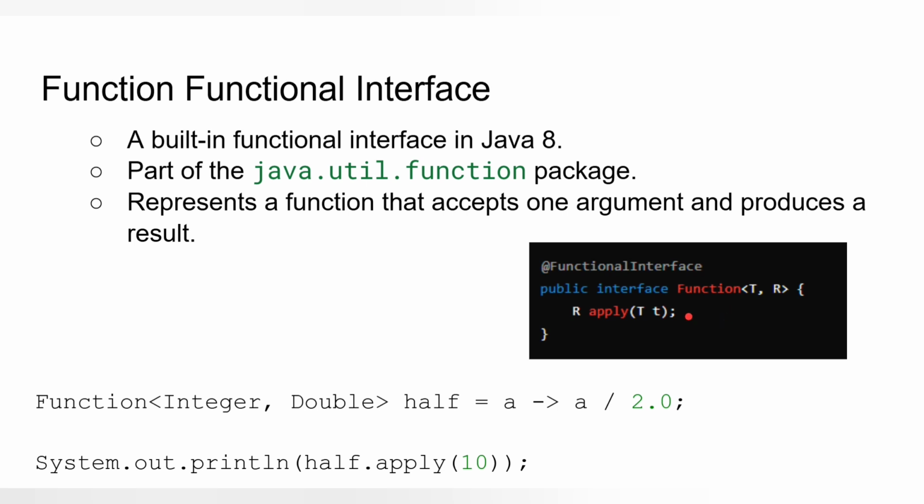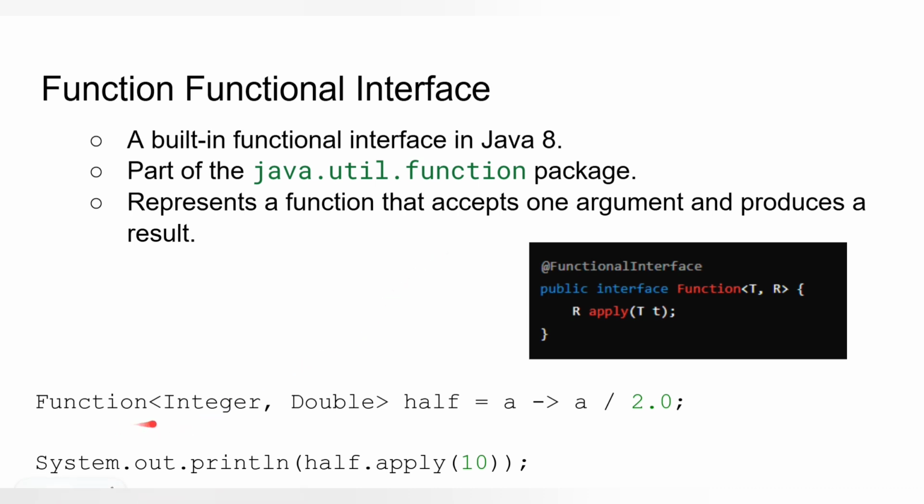You will ask what is the difference between predicate and function. Predicate was also taking one argument, right? But it was always returning a Boolean result. It was returning true or false. But the function interface return type is not fixed. It may return integer, string, or any other data type.